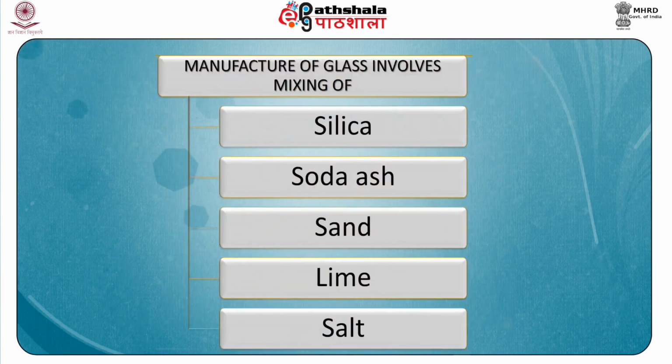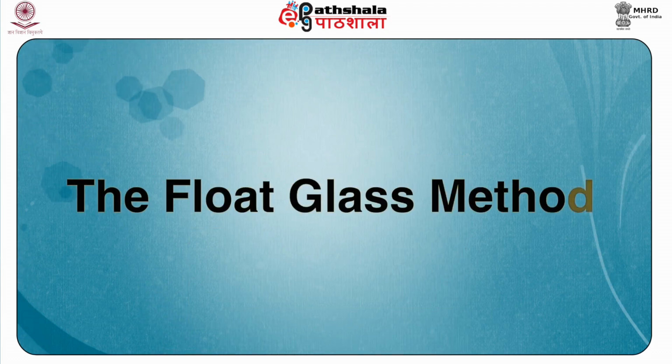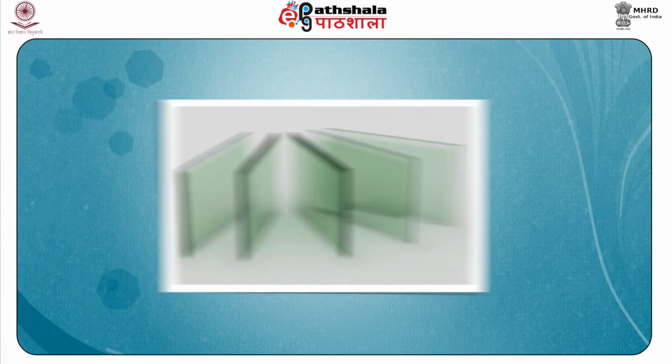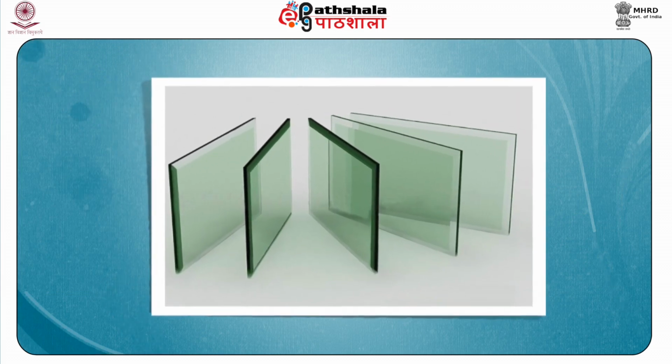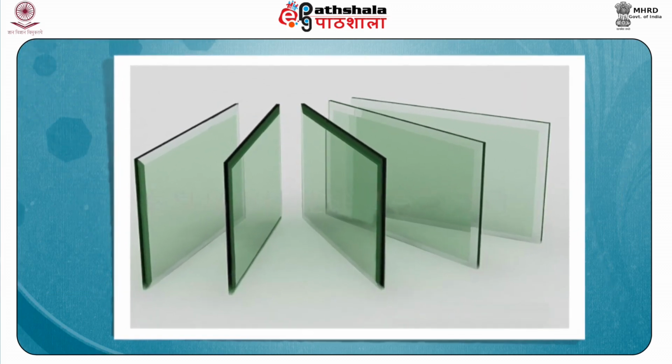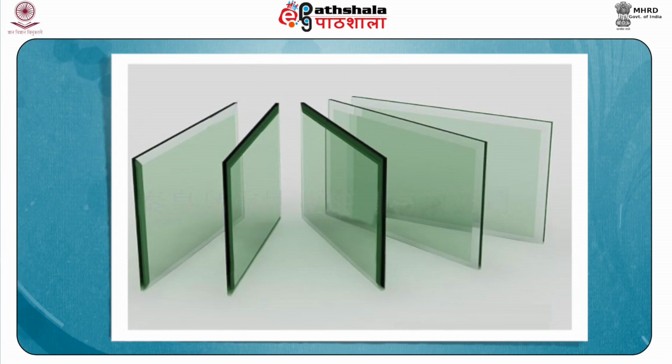and remain embedded in shoe soles for long periods of time. The manufacture of glass involves the mixing of silica, soda ash, sand, lime, and salt, etc., and other oxides that further enhance the properties of glass. The float glass method: float glass is just a plain sheet of glass which is prepared by floating liquefied glass on a bed of molten metal.